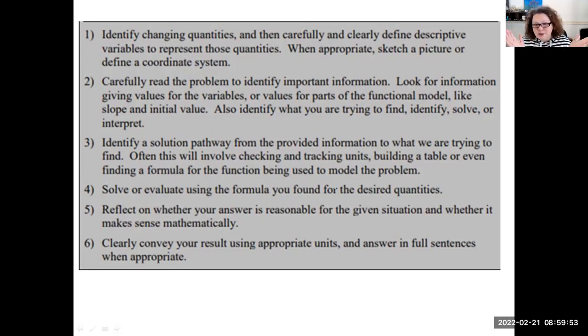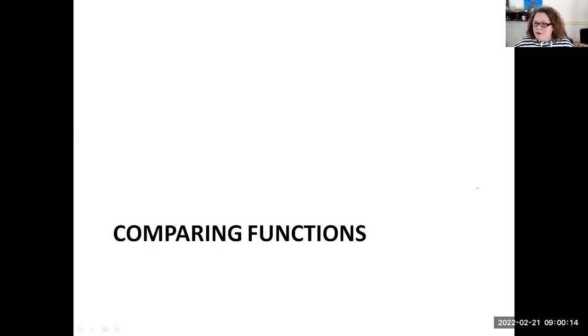And then clearly convey your result. This is sentences, period. I need to know that you understand what that function means. So use correct words whenever you do. The most important part of this whole thing is you understand whether it's increasing or if it's decreasing. And you can know that based on your rate of change. All right, I'm going to stop the video and come back to another one.